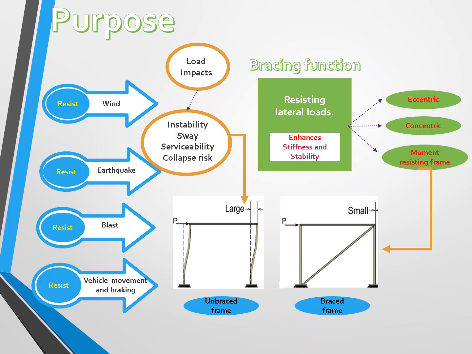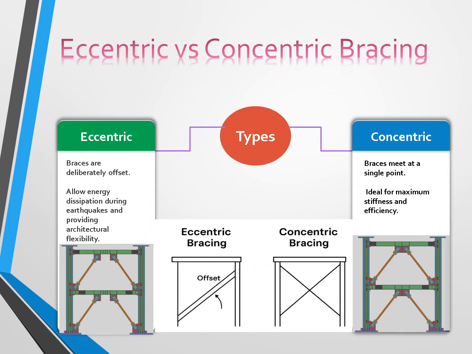What are the types of bracing? We have different types of bracing, including eccentric, concentric, and moment resisting frame. First of all, we will move on to eccentric versus concentric bracing. For the eccentric bracing, we learn that braces are deliberately offset, as you can see here. This is the offset, while for the concentric bracing, there is no offset, so the braces meet at a single point.